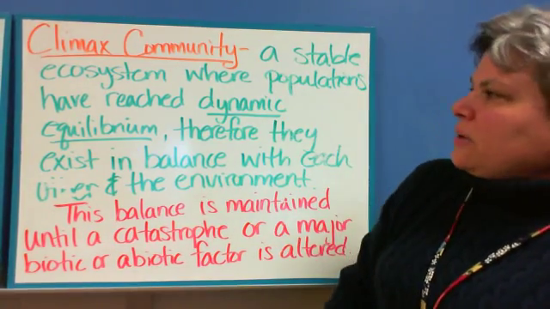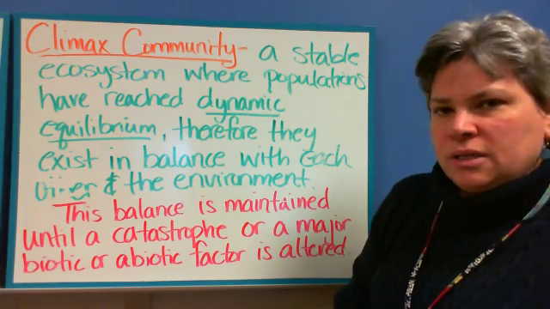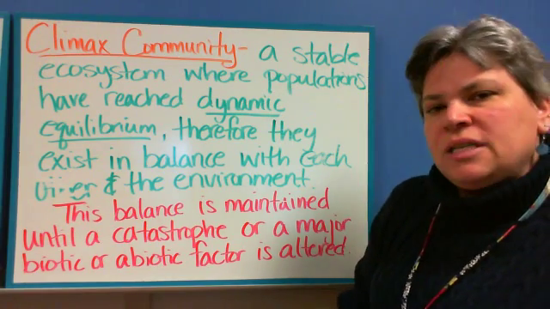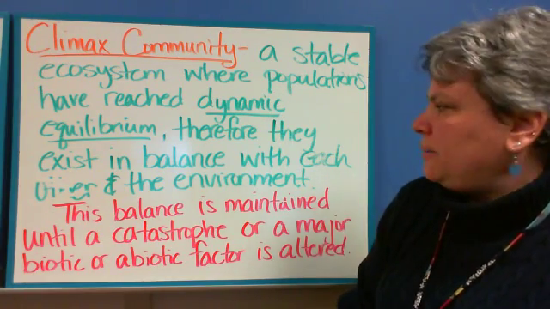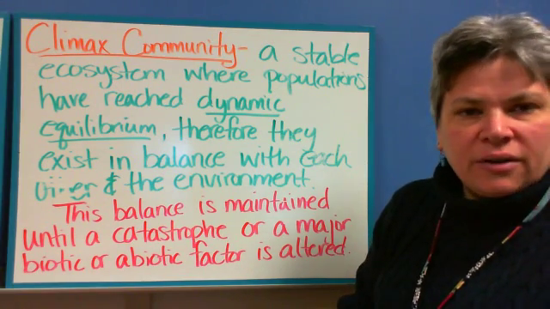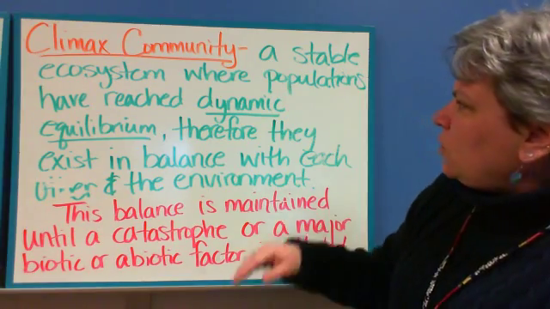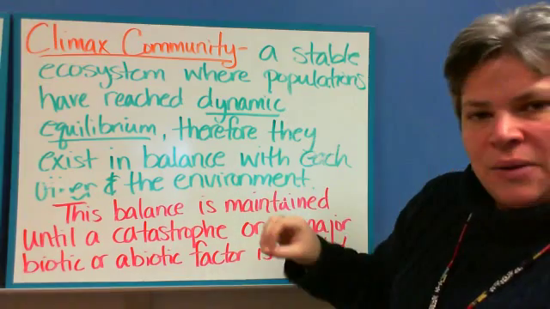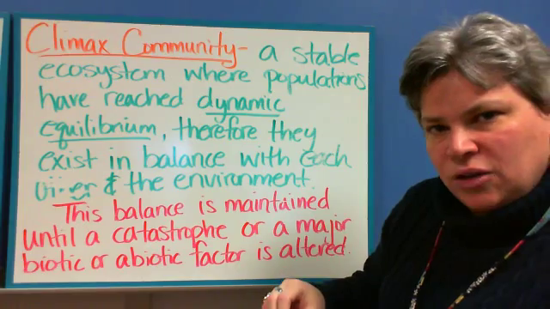The climax community is a stable ecosystem where the populations have reached a dynamic equilibrium. Therefore, they exist in a balance with each other and the environment. So we need to go back to that word dynamic equilibrium. We have to go back to that term.